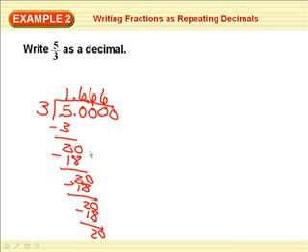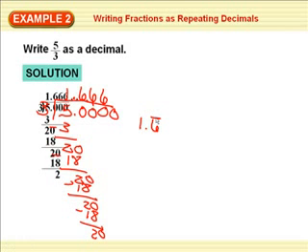So that is a repeating decimal. The 6 is repeating. So we would write it 1.6 and put the line over the part that's repeating. The line does not go over the 1. The line just goes over the part that is repeating. So let's see if we got that right. Yep.